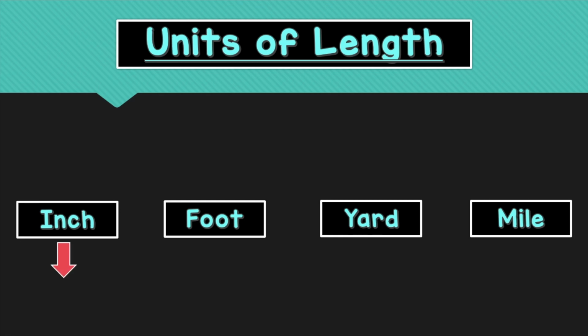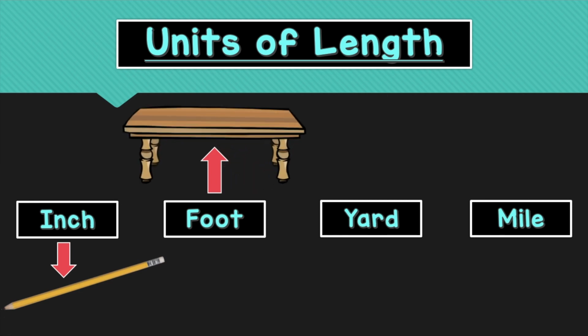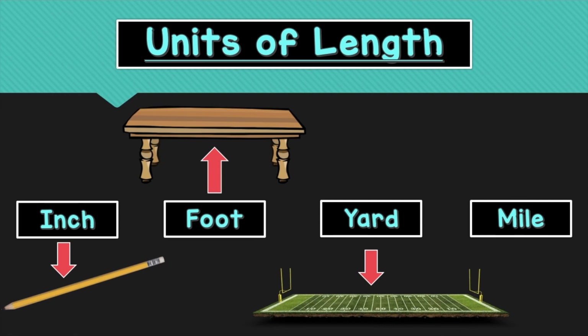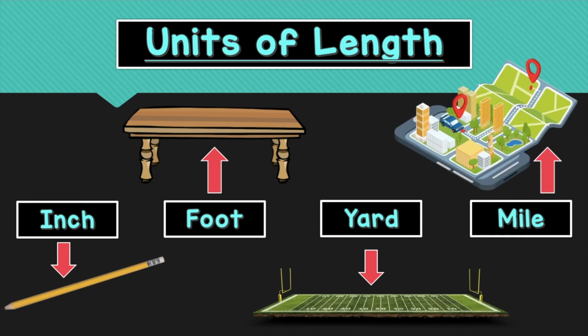Something I would typically measure in inches would be the length of a pencil. Something I would measure in a foot would be the length of a table. Something I would measure in yards would be the length of a football field. And then something that I would measure in miles would be the distance from my house to school. Each unit of length has a specific measurement.